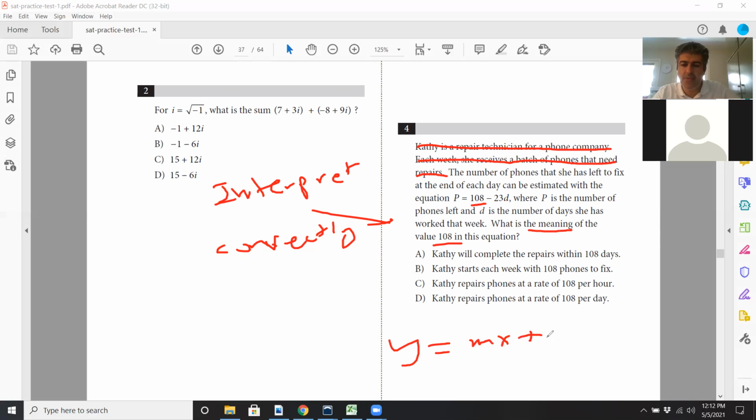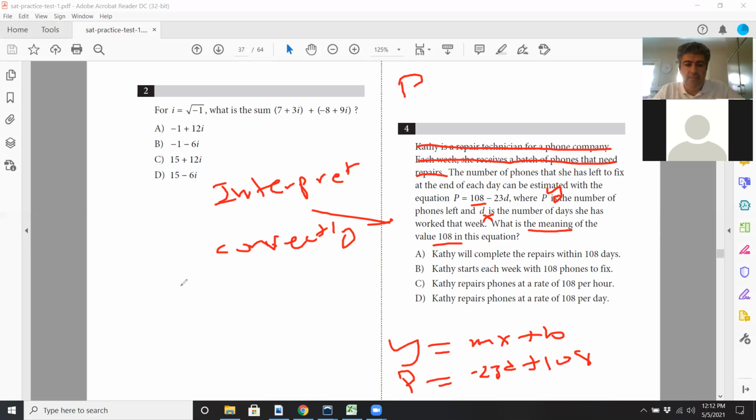They love having you interpret a linear equation. That's really what this is. So you can think of P like Y and D like X. If I were to rewrite it or stack it right below, P equals negative 23D plus 108. So the negative 23 is actually a slope. And then 108 is the y-intercept.